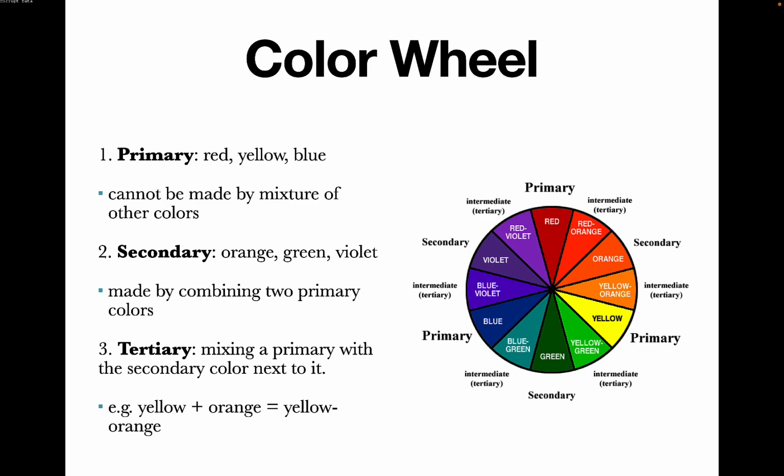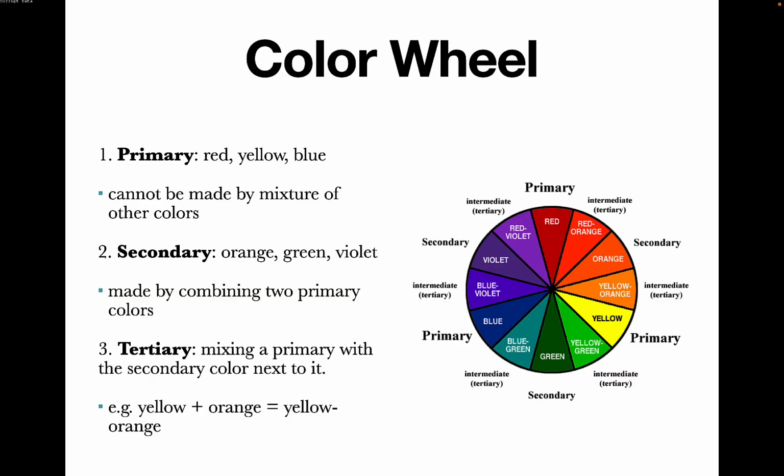All right, the color wheel is our basic color theory diagram, right? How we think about color and how we organize it. So the primary colors are red, yellow, and blue. And these colors cannot be made by mixing other colors together. That's why they're called the primary colors.